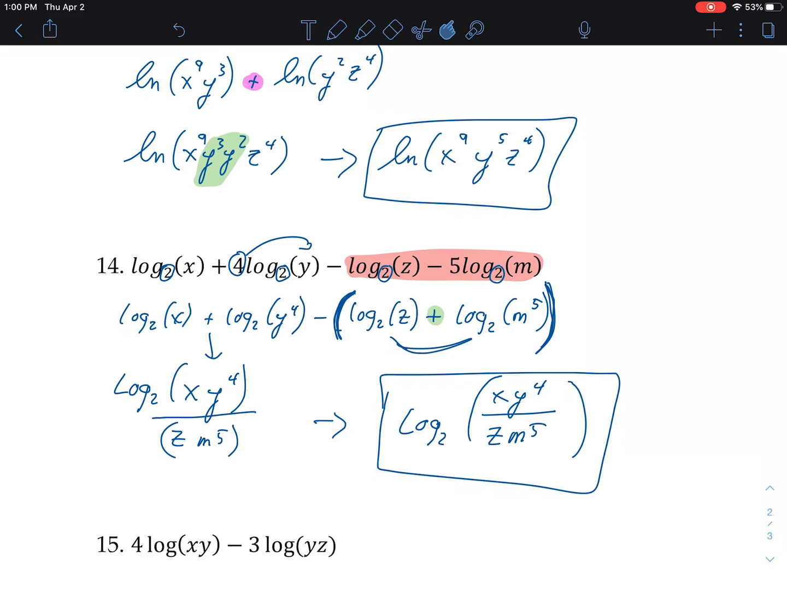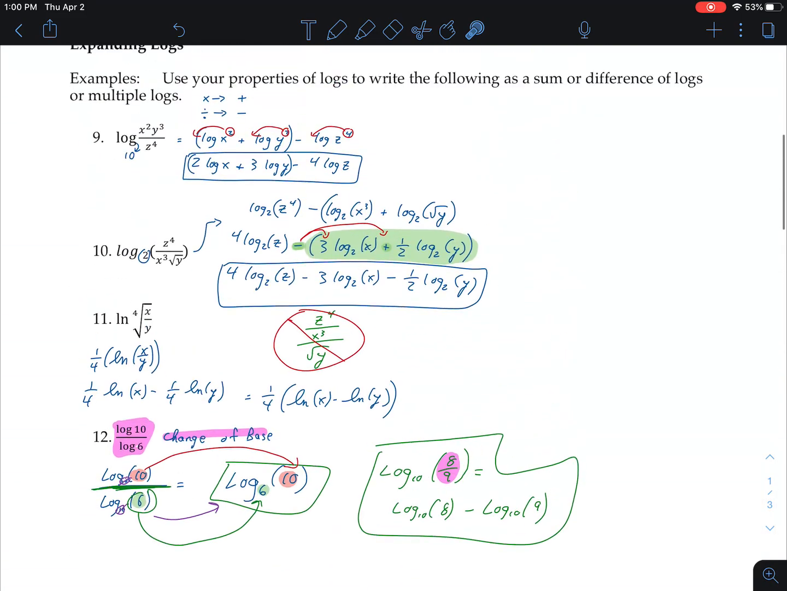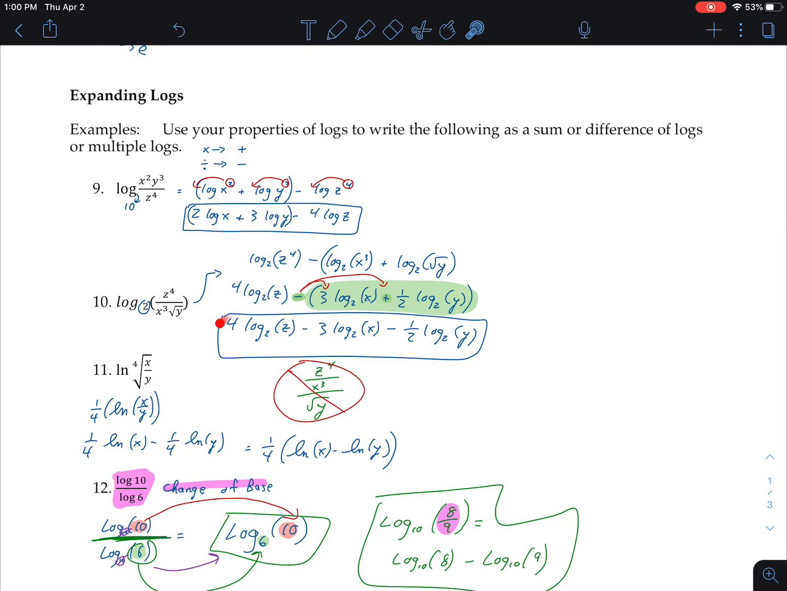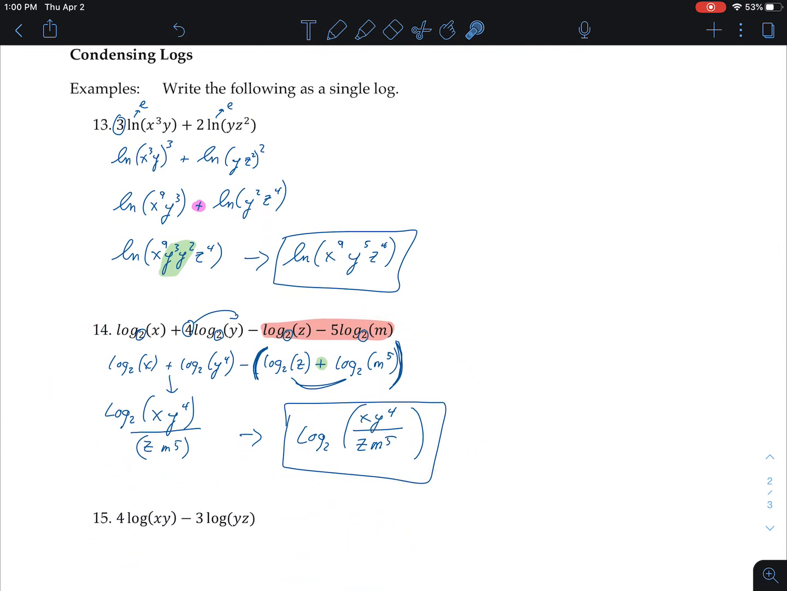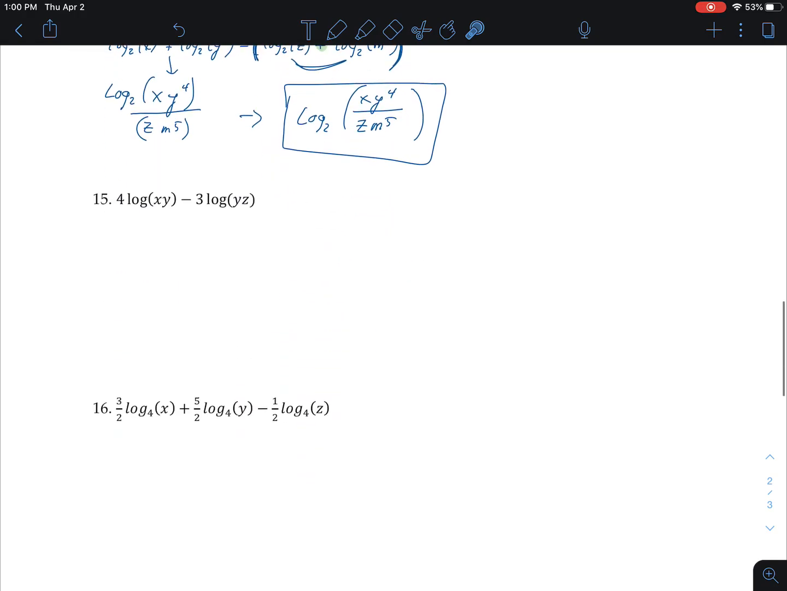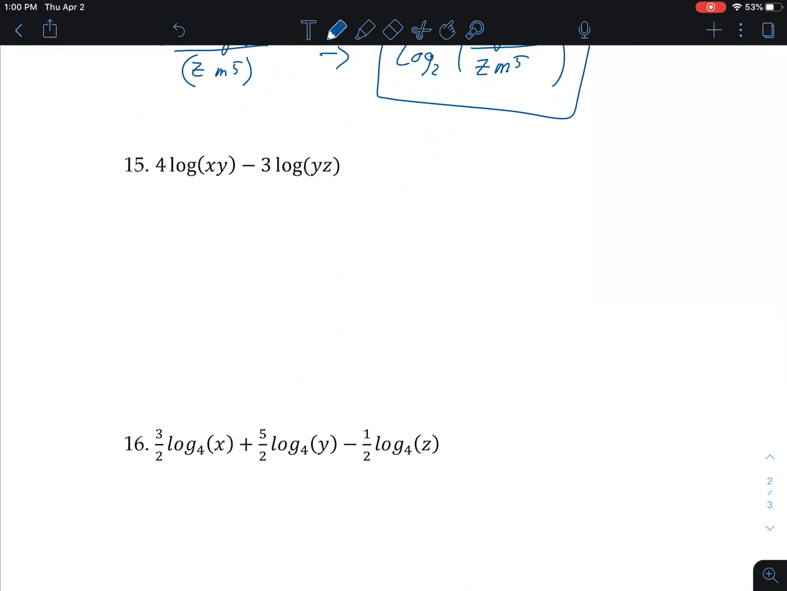I hope this example helps clear this up, because I think most of us got this part right, but got a little confused on how to go from here back to here. Going from here to here, most people did fine on, but going backwards confused them. So I hope this example and this example help clear that up. Okay, let's just do two more, nice and quick.